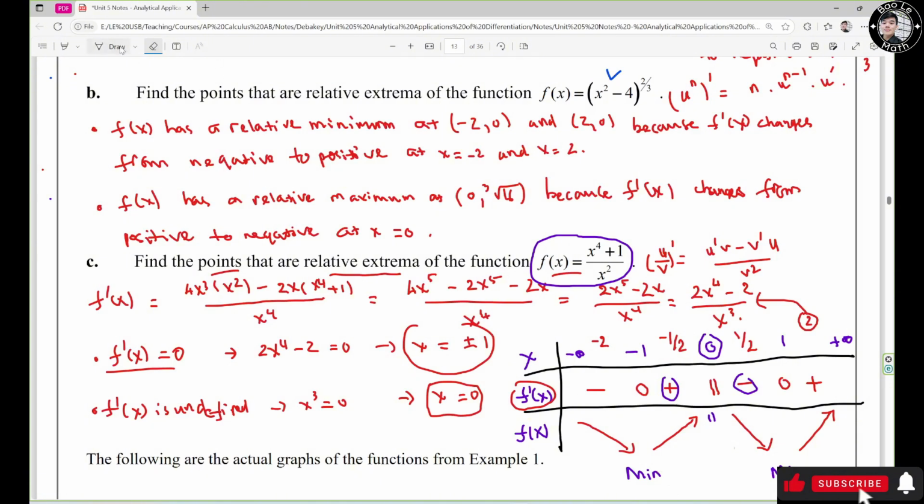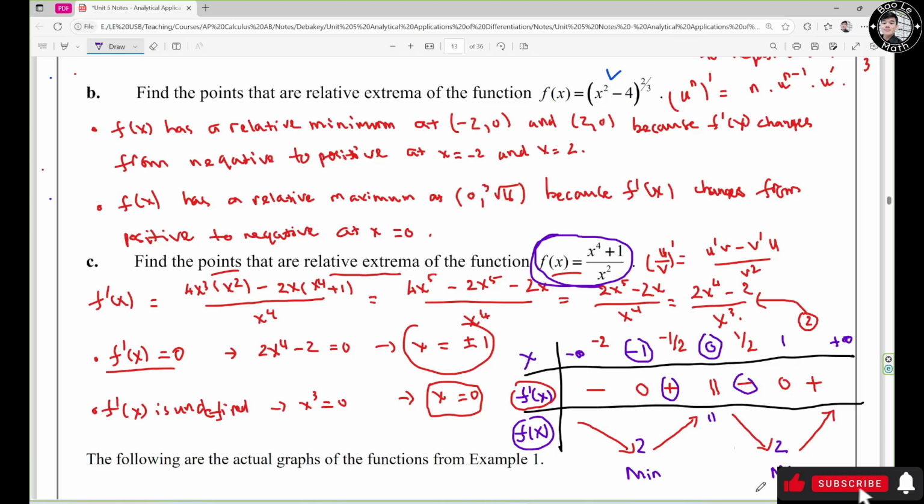You only have 2 relative minima. That's it, right? Now, to find the relative minimum, substitute -1 for s back to the original function right here, f of s, right? Because you need to solve for f of s, right? So -1 to the 4 is going to be 1. 1 plus 1 is going to be 2. 2 over 1 is going to be 2, right? Similarly, this one should be 2, right?